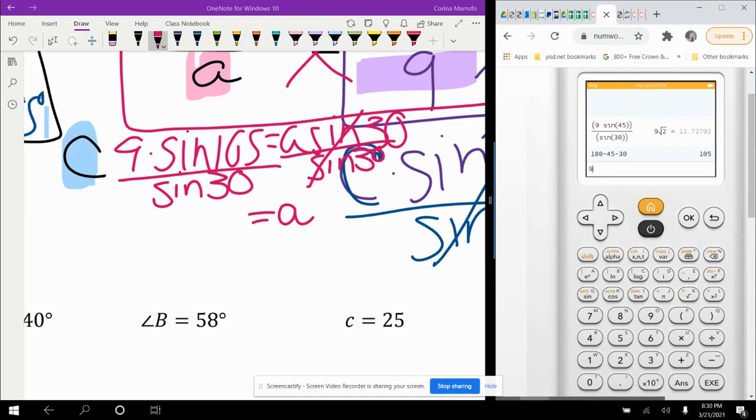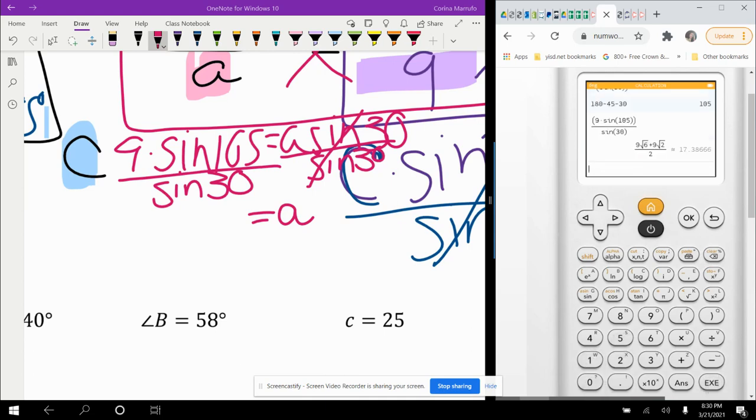So we're going to do 9, parentheses, 9 times sine of 30. The sine didn't come out. Sine of 30. And then divided by on the bottom. Oh, it was sine of 105. Divided by sine of 30. Sorry guys, my brain is so scatterbrained right now. Let me go ahead and move up here. The top part was sine of 105.